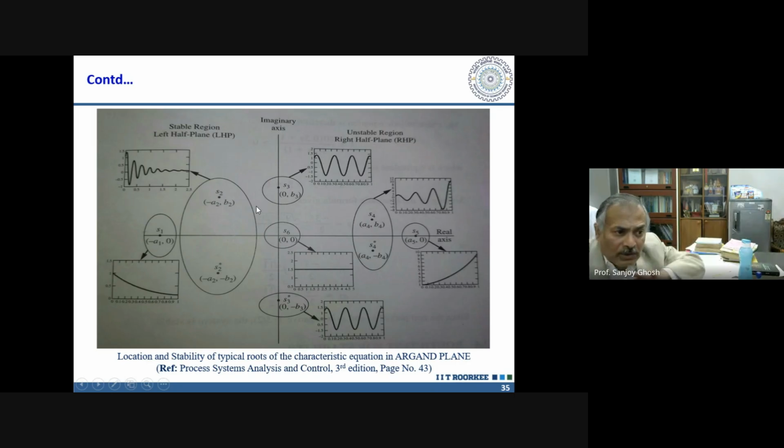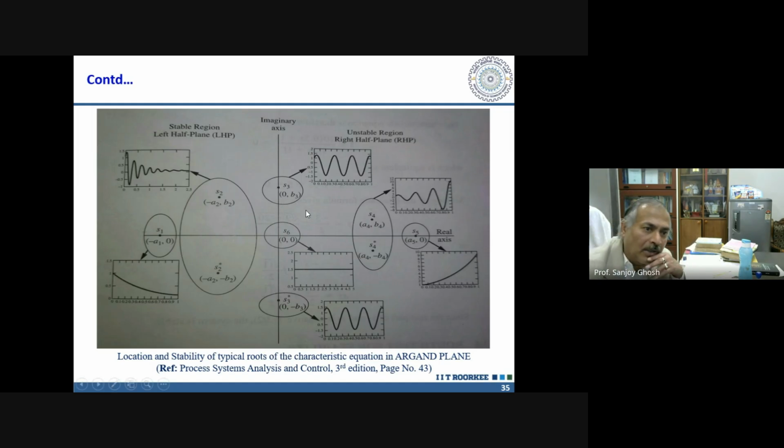And if all the roots are lying in the left hand side of this, then the system will be stable. But if it goes to the right hand side or lies on the imaginary axis, solutions lying on the imaginary axis, then also the system will be unstable. So that's the main point.